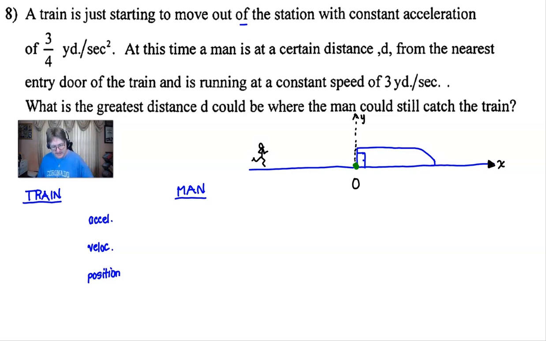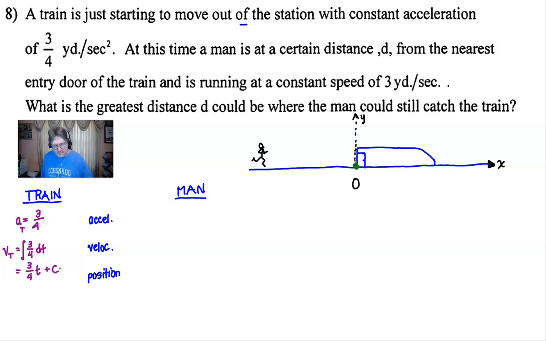And right off the bat, this problem says that the train has a constant acceleration of 3/4. And so from there, we should be able to find the velocity quite easily. So I'm going to call this a sub t, right? Acceleration of the train. So the velocity of the train would just be the integration of this 3/4 with respect to t. And that, of course, is going to give us 3/4 t. Now, it's also going to give us a constant, right? I mean, technically, we do need to add a plus c to this.